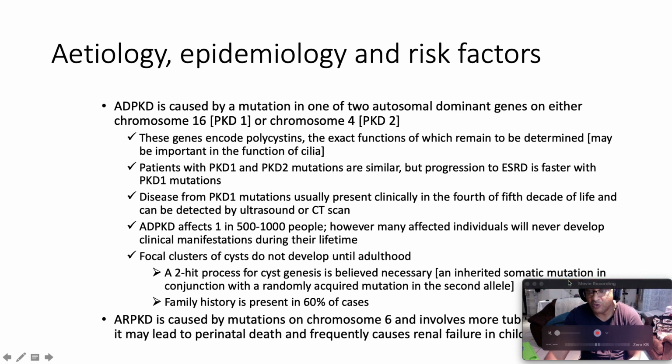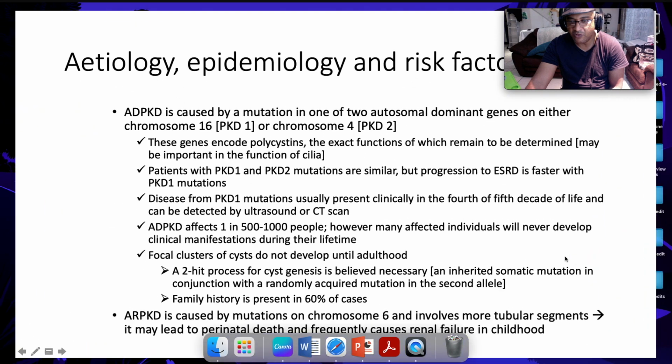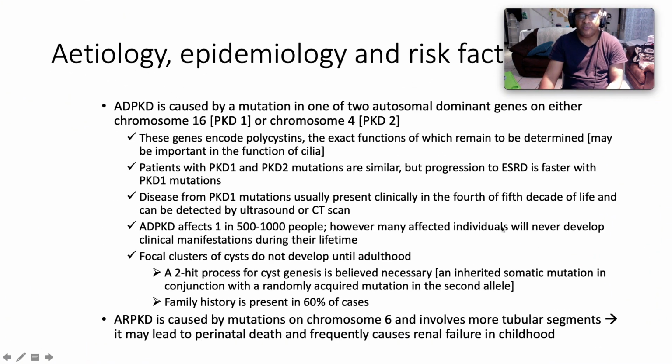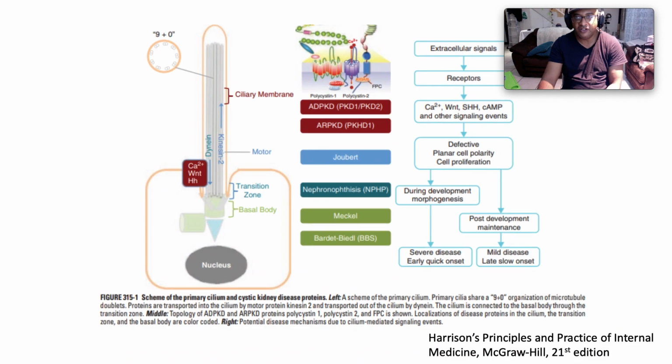ARPKD is caused by mutations on chromosome 6 and involves more tubular segments. It may lead to perinatal death and frequently causes renal failure in childhood, right?